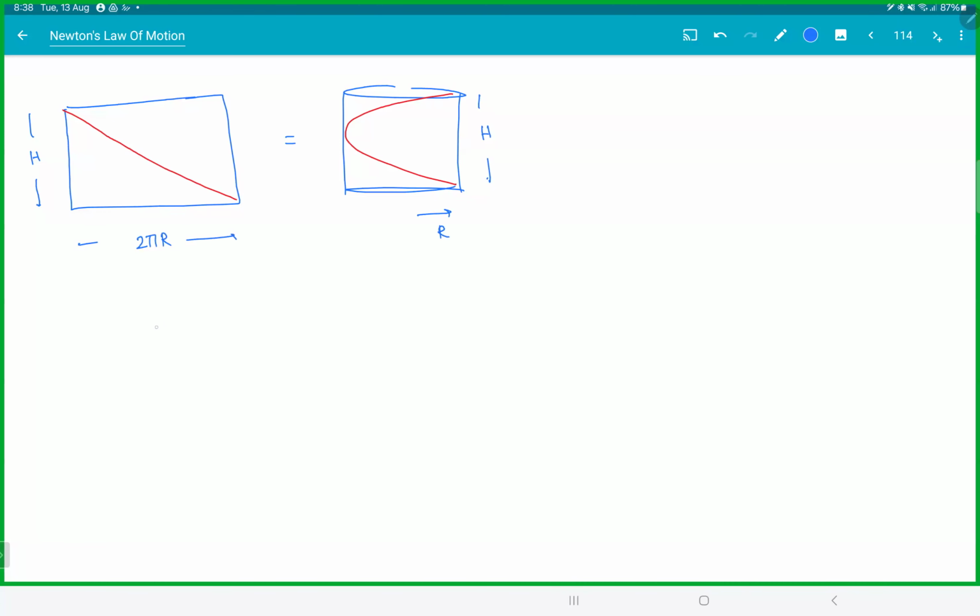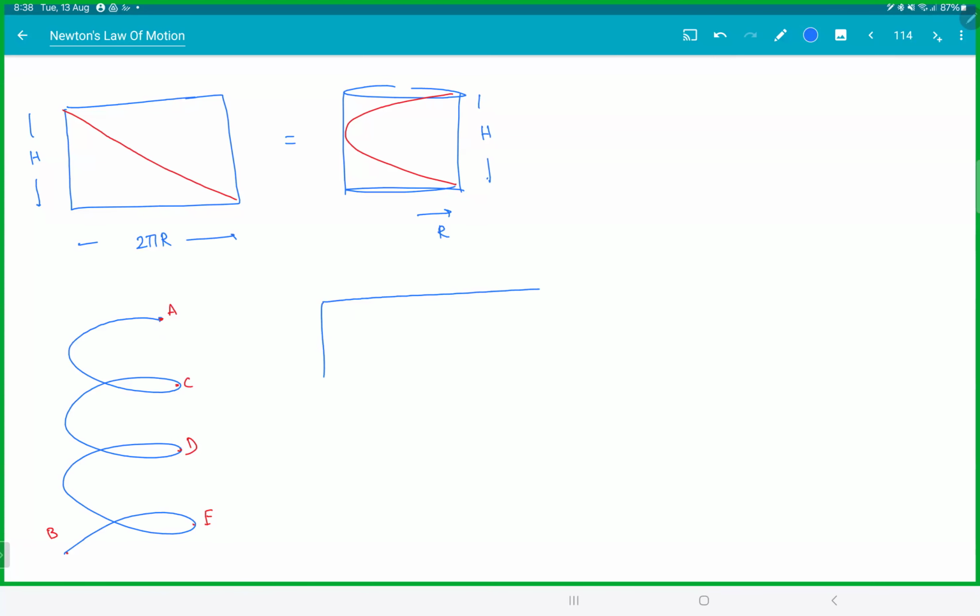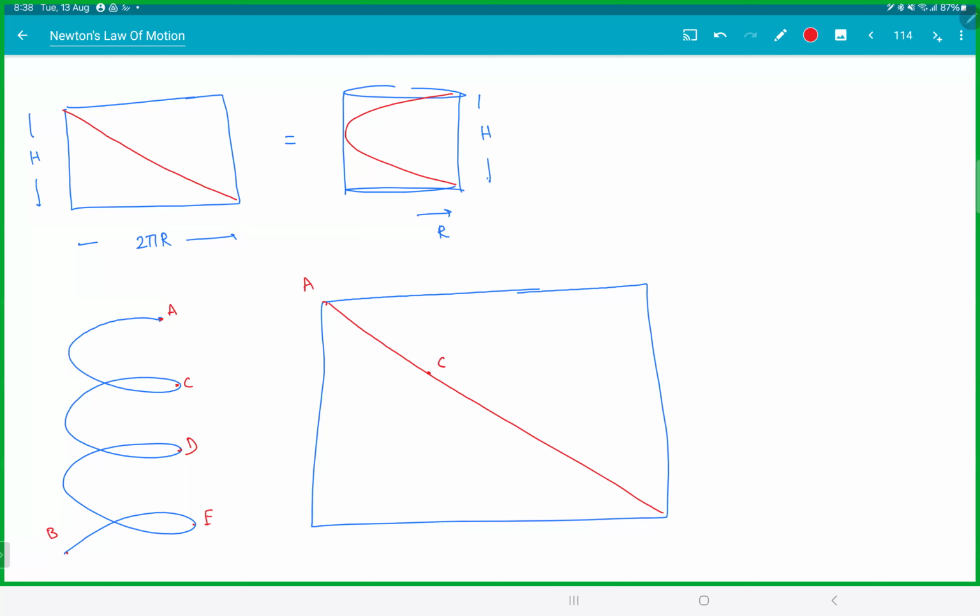Now look at our problem. For convenience, I'll just name these points. Let's call them A, C, D, E, and this is B. Now, when I make a rectangle out of this, so this is A. When you go from A to C, remember, 1 turn is completed. So for every 1 turn, you will travel a distance of 2 pi r.